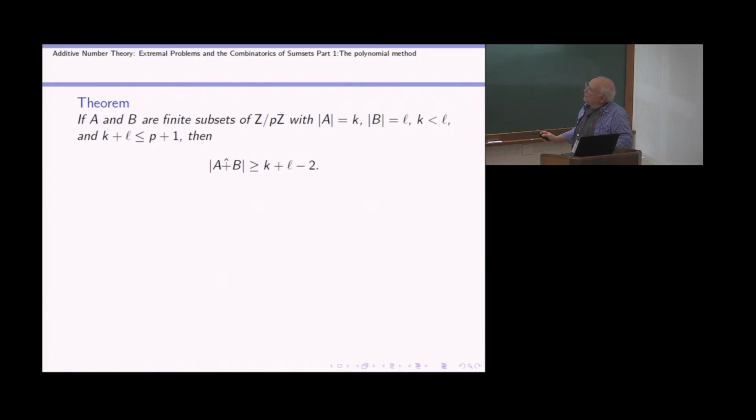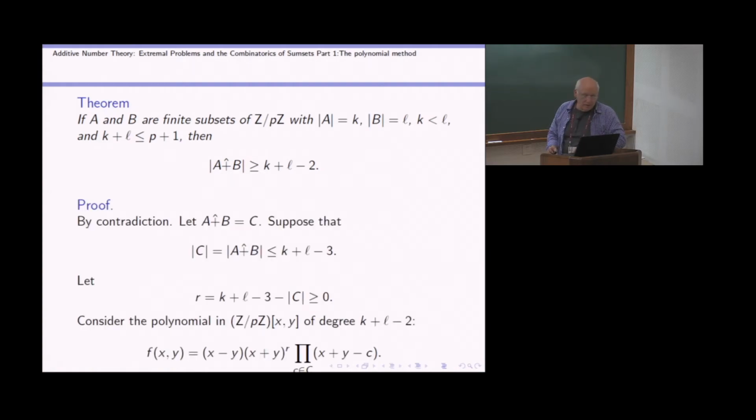Again, by the little lemma we just proved, if K plus L were at least P plus 2, then this would be the whole group. So the only interesting case is when K plus L is at most P plus 1, and we want to prove this inequality. So suppose it's not true. So the set of distinct sums, A plus B hat, has at most K plus L minus 3 elements, and R is K plus L minus 3 minus the size of C.